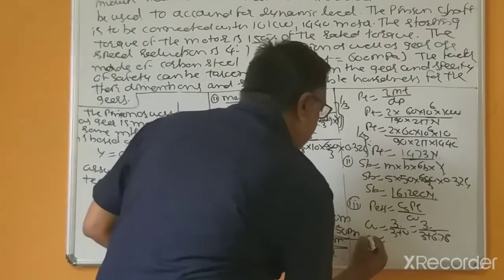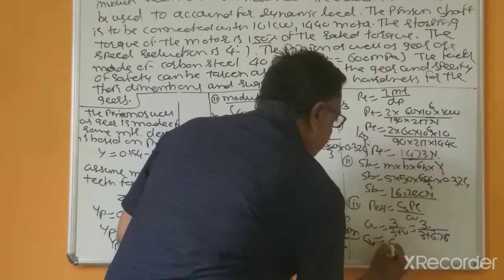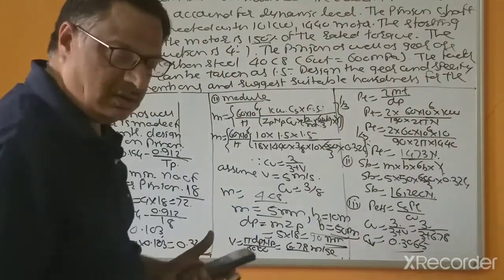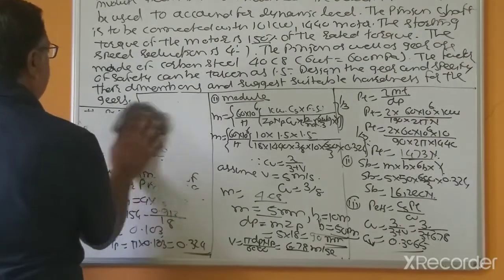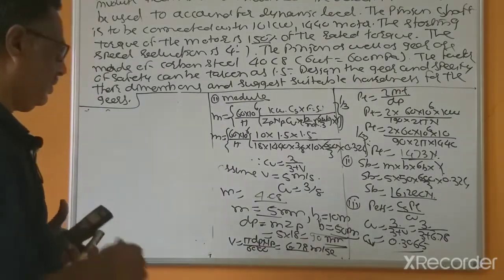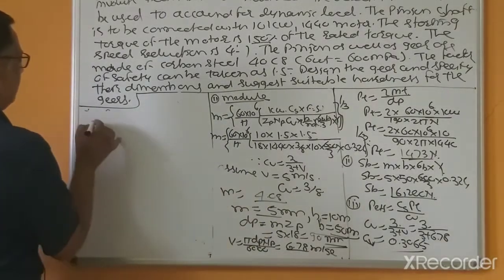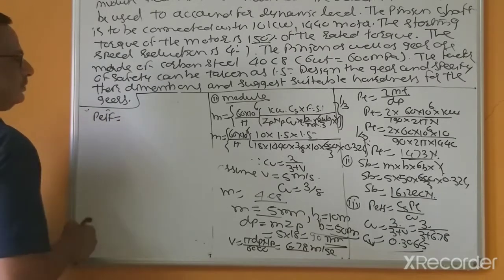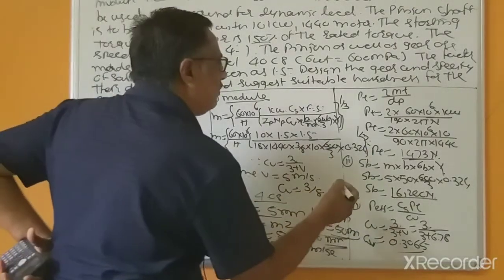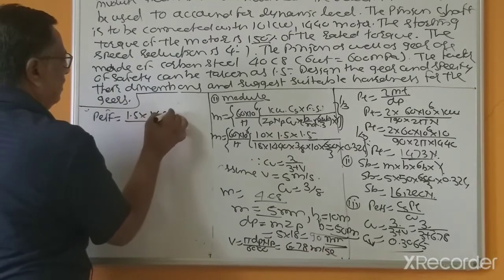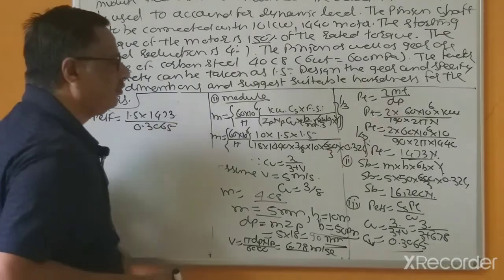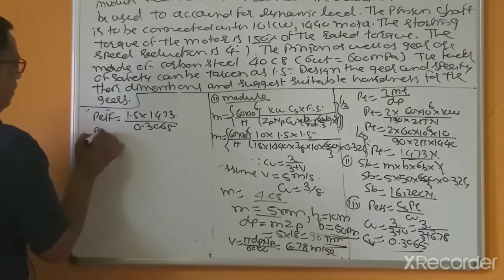So this is CV equal to 0.3065. Now I think you understand how the design of the gears works. So that's why the effective load: CS equal to 1.5, PT equal to 1473, CV equal to 0.3065. By putting in all the values, we get the effective load.